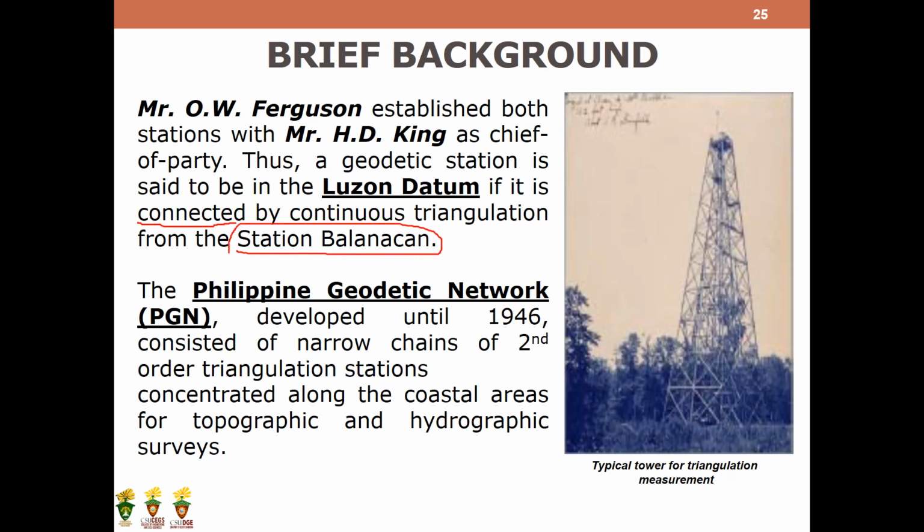All right. So the Philippine Geodetic Network, or PGN, developed until 1946, consisted of narrow chains of second-order triangulation stations concentrated along the coastal areas for topographic and hydrographic surveys. So most of the geodetic network of the Philippines was established by 1946 as triangulation networks, and mostly it was built in the coastal areas for hydrographic and topographic purposes.